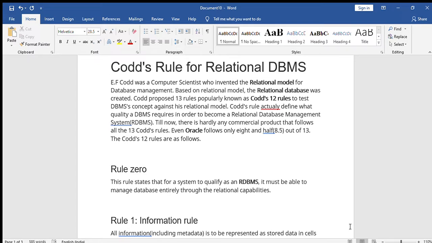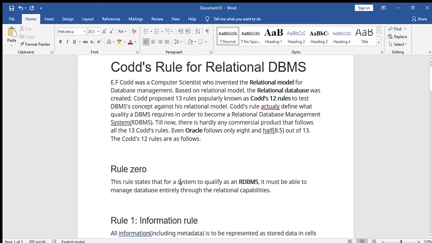So for the database management system, he developed some rules to work on a database. He developed 12 rules in total, which are used to test whether the database is perfect or not. Just as normalization is used to test whether a table is good or not, like that, if any database is to be good, it needs to satisfy the rules of E.F. Codd. So Codd's rules define what quality a DBMS requires in order to become a relational database management system.